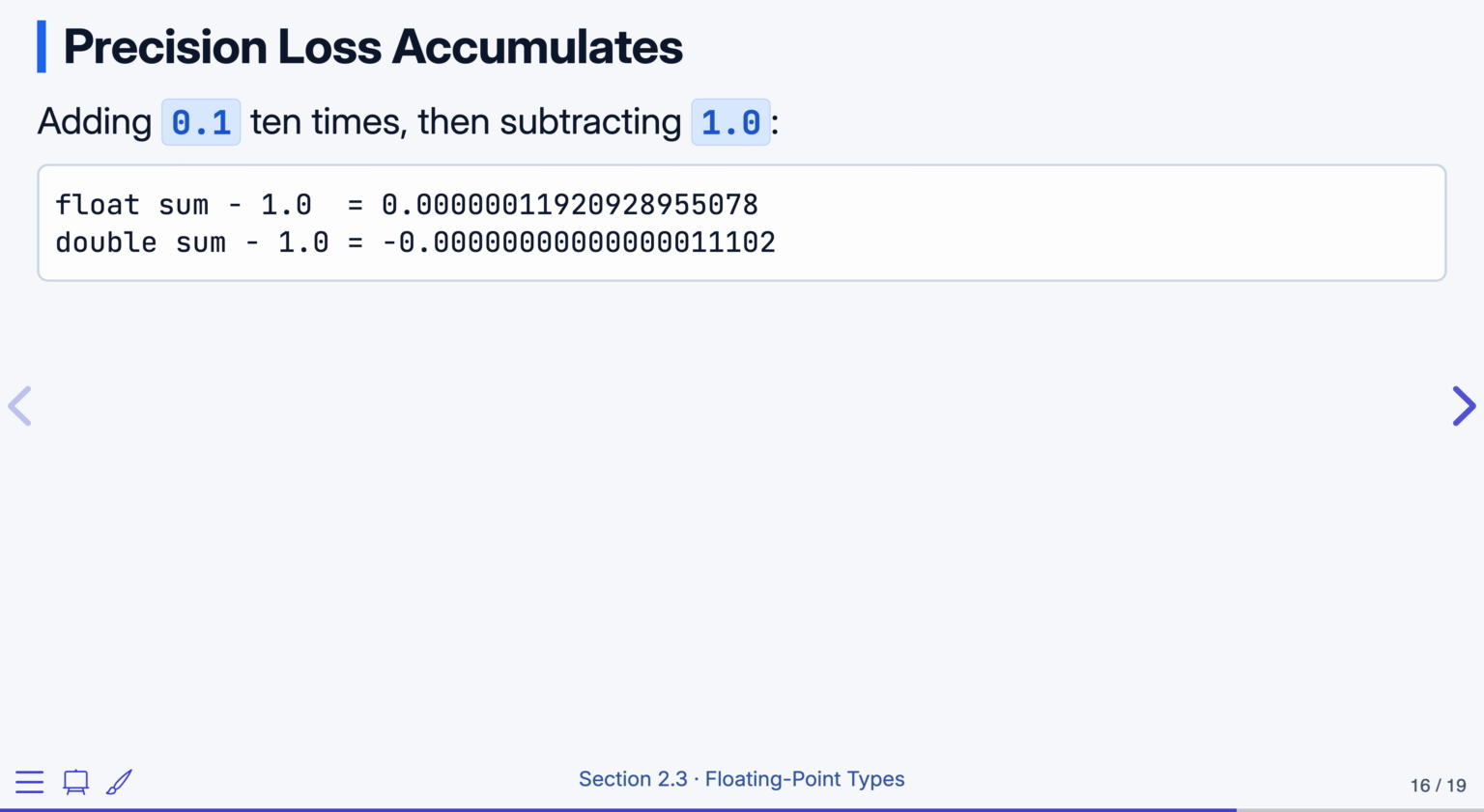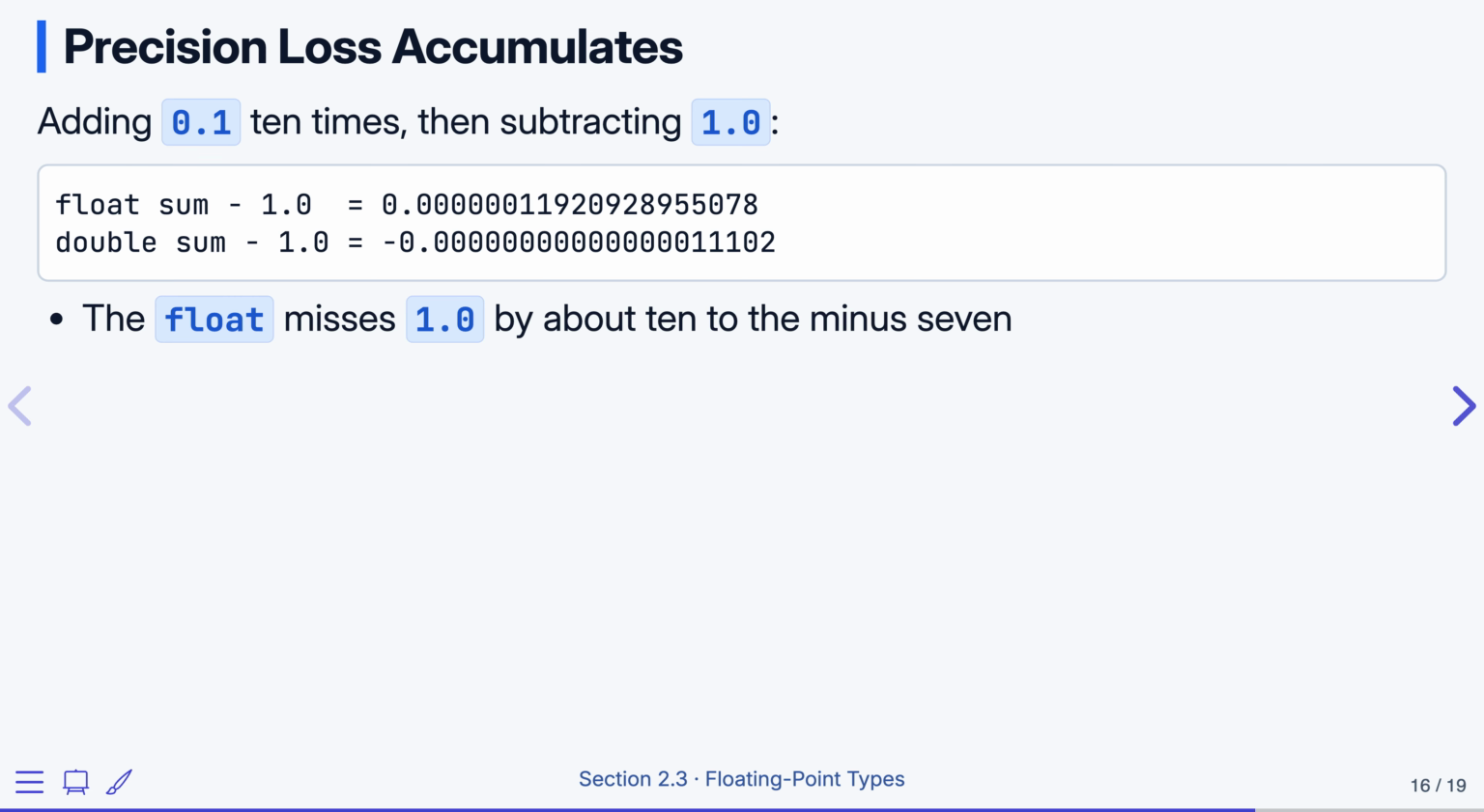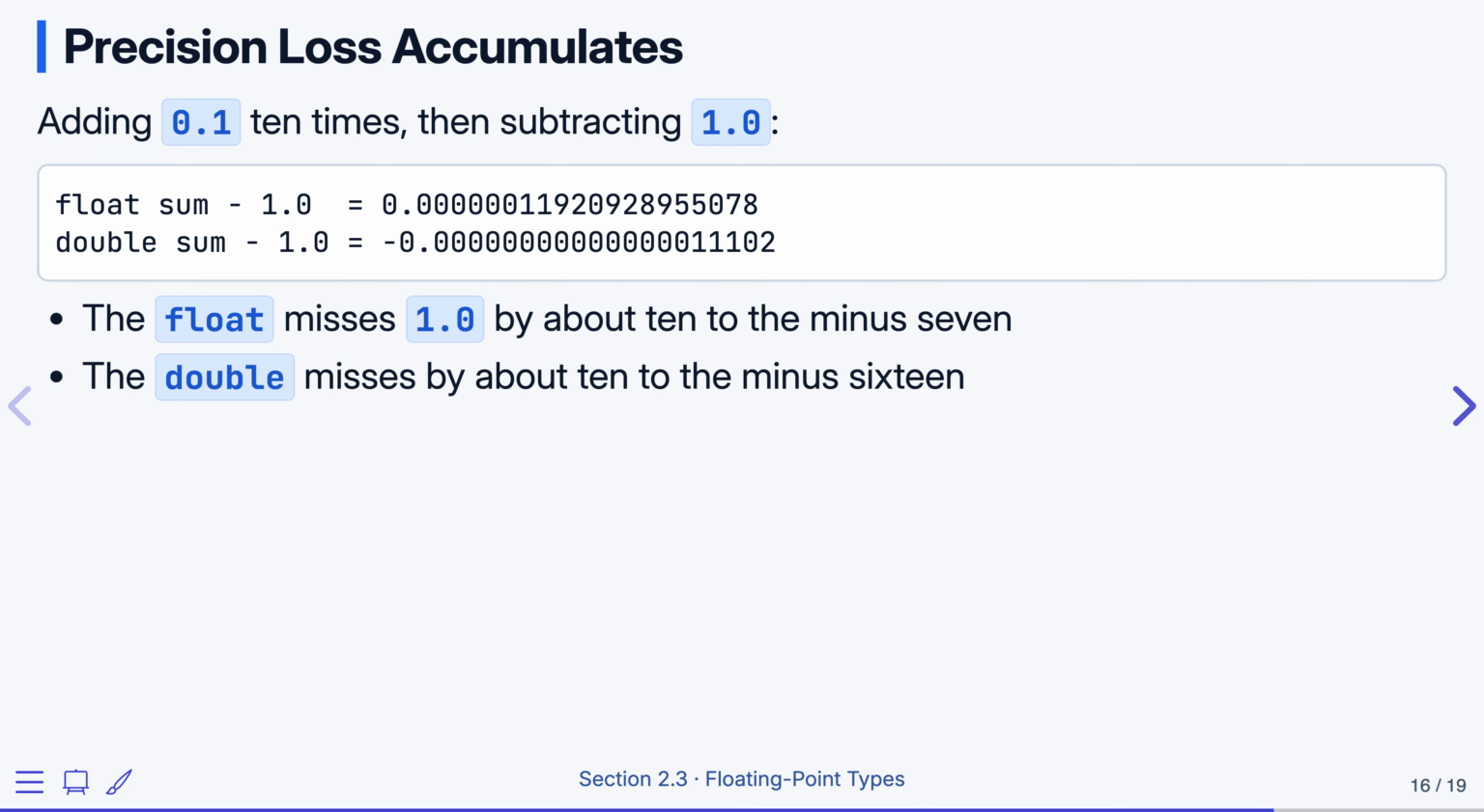Let us see how the error grows. This program adds 0.1 ten times, then subtracts 1.0. Look at the two results. The float version misses 1.0 by about 10 to the minus 7. The double version misses by about 10 to the minus 16. Each addition of 0.1 adds a small rounding error, and after 10 additions, those errors pile up.